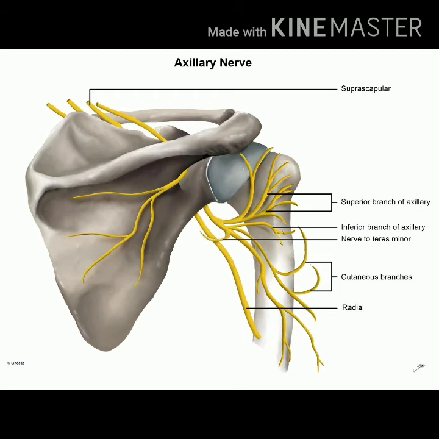Superiorly it is related to subscapularis or teres minor, and the lowest part of the capsule of the shoulder joint. Laterally it is related to the surgical neck of the humerus. Medially it is related to the long head of triceps brachii, and inferiorly, in the downward direction, it is related to the teres major muscle, which you can see in the figure.